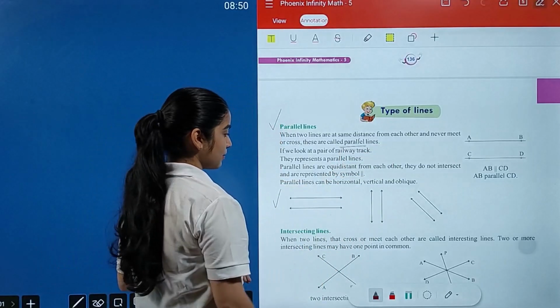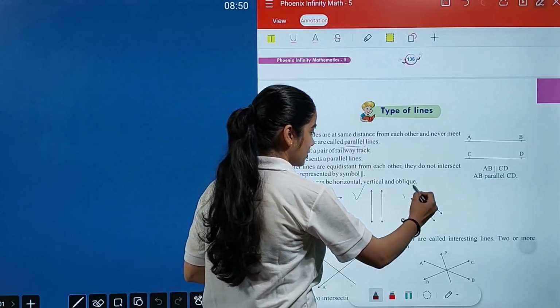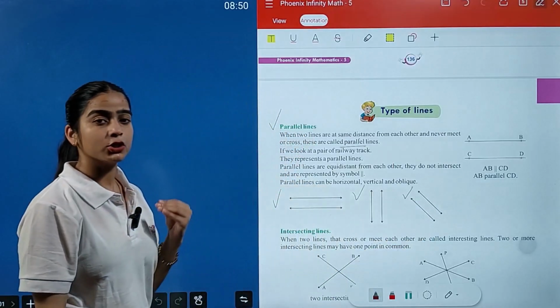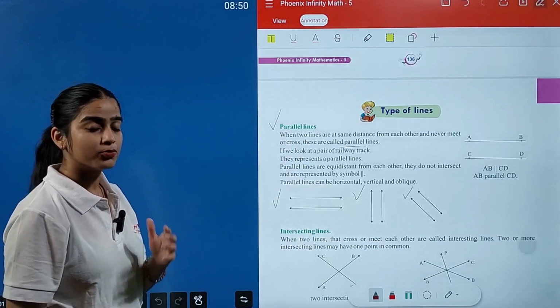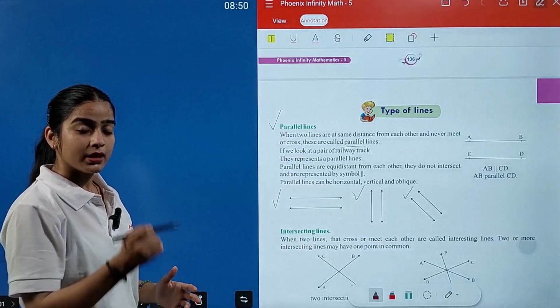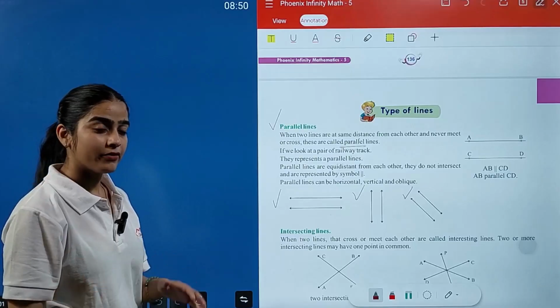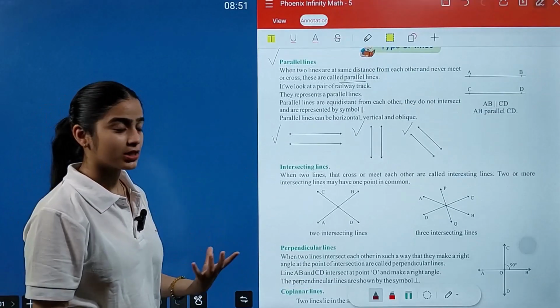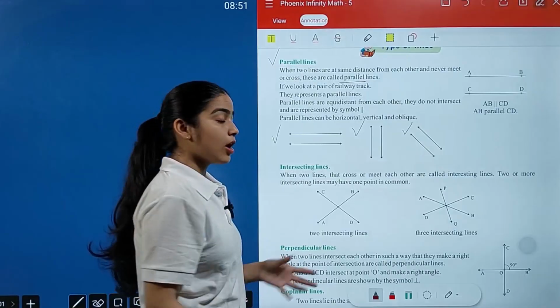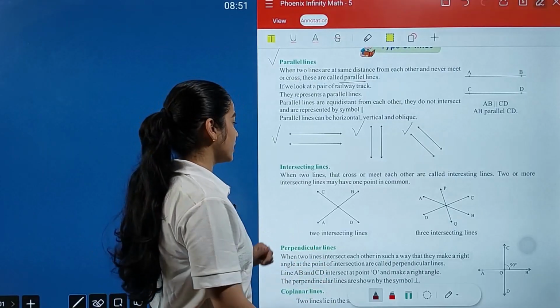So this is an example of parallel lines. This is also, and this is also. They could be horizontal, vertical, or oblique. You just have to consider two properties: they have equal distance, and second, they never cross each other after extension. Now intersecting lines, the opposite of parallel lines.